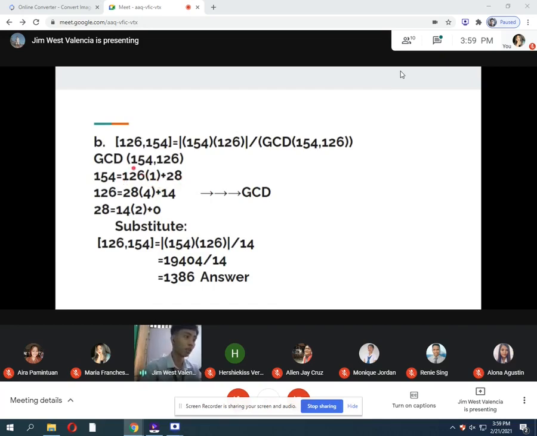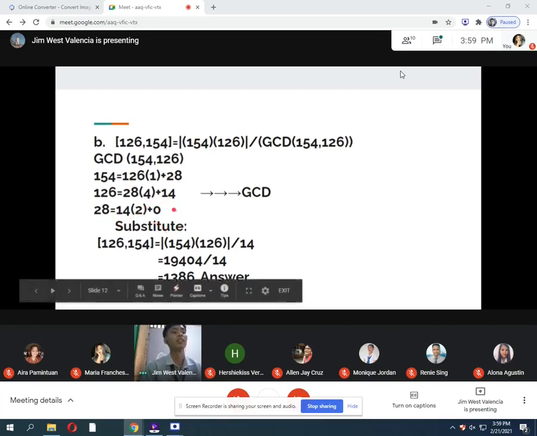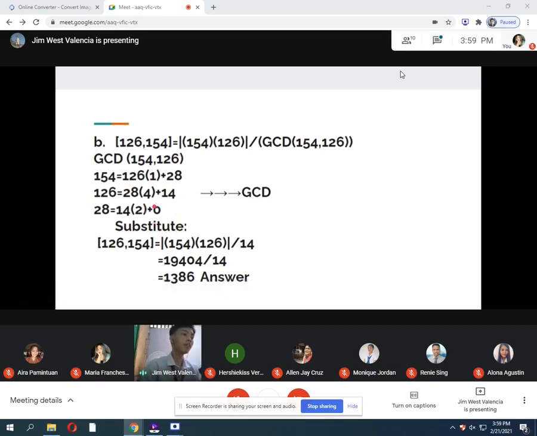154 divided by 126 is only 1. Then our remainder is 28. So repeat again the process. 126 divided by 28 is 4, and our remainder is now 14. So our letter A is 28, and our B is the remainder, which is 14. So 28 divided by 14 is 2. And our now remainder is 0. So the remainder before 0 is 14. So our GCD for 126 and 154 is 14.